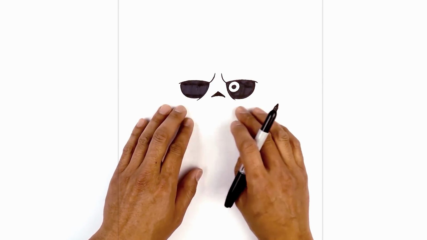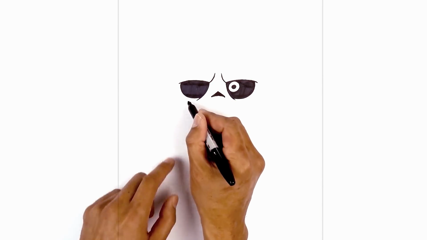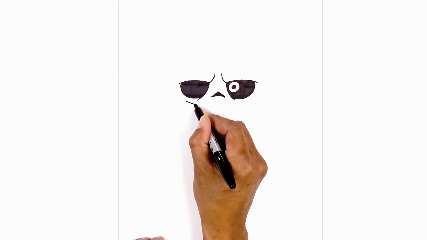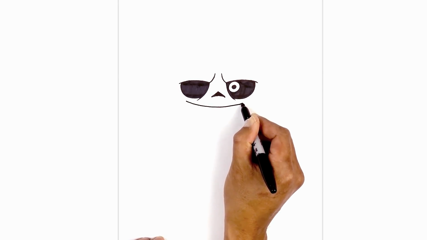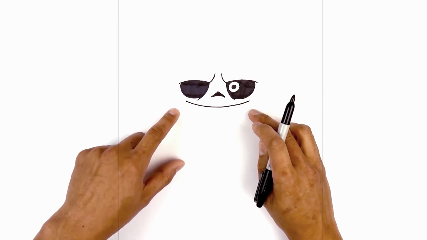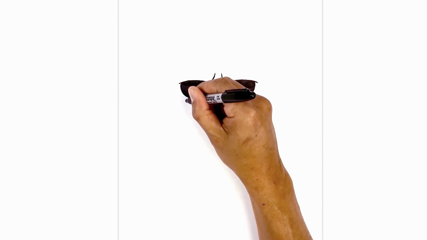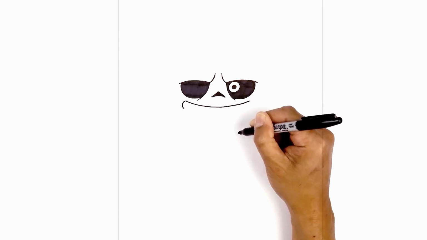Directly below the eyes, we're going to add the top edge of the mouth. So on the left side, we're going to step down from the eye, curve down in the middle, and then back up on the right. Let's round out the corners of the mouth. Starting on the left, we're going to round this out and pull this in.